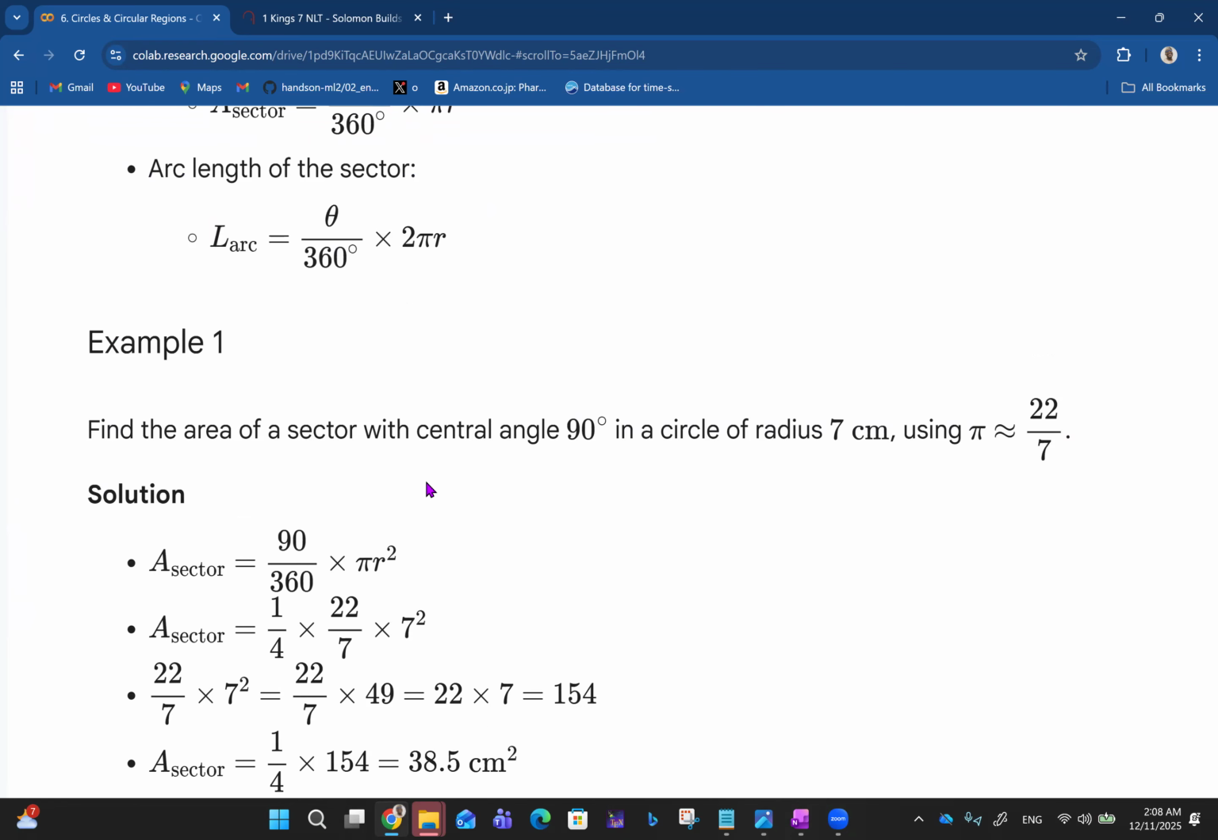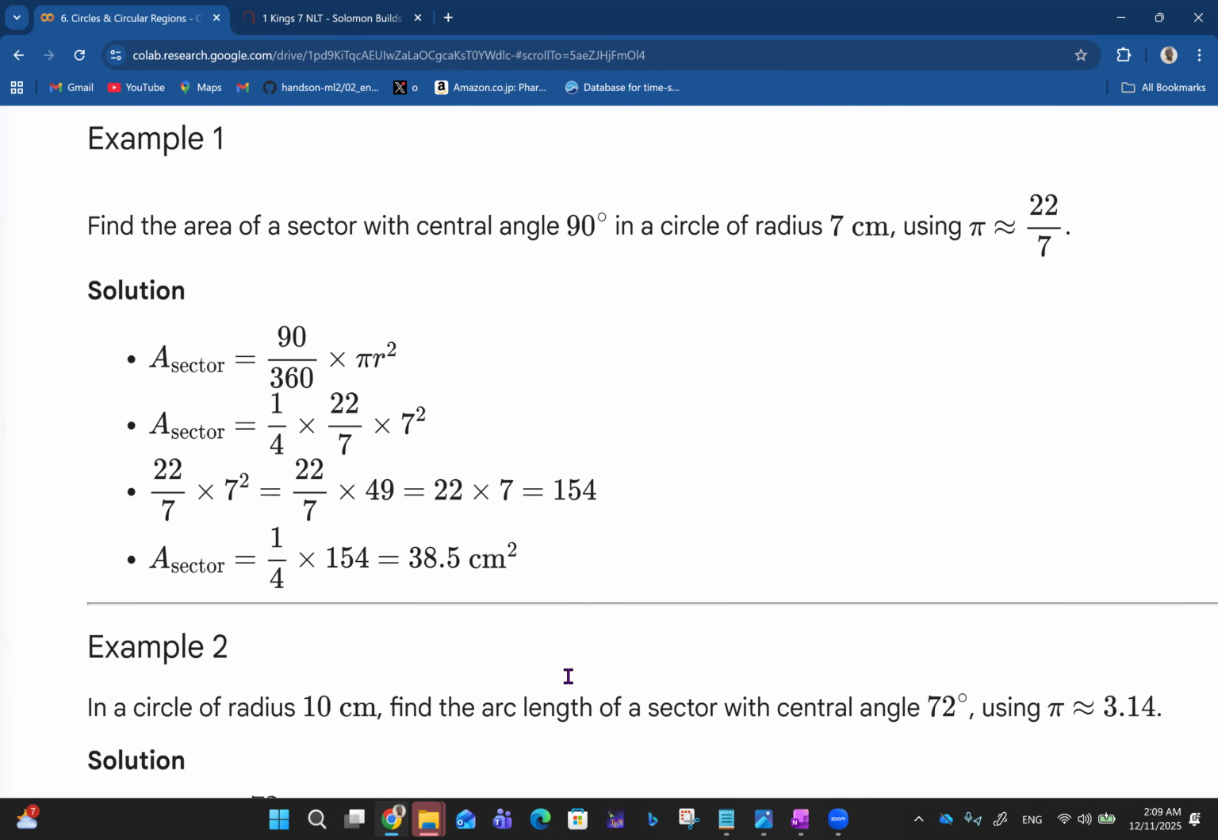Find the area of a sector with central angle 90 degrees in a circle of radius 7 cm, using pi to be 22 over 7. So the area of a sector is the angle it cuts out, that's 90 over 360 times pi r squared. So the area of the sector is 90 over 360, which is 1 quarter, times 22 over 7 times 7 squared. So 22 over 7 times 7 squared, 7 goes into 49, that's 154. 1 over 4 of that is 77 over 2. That's 38.5 centimeters squared. So that's for a sector.